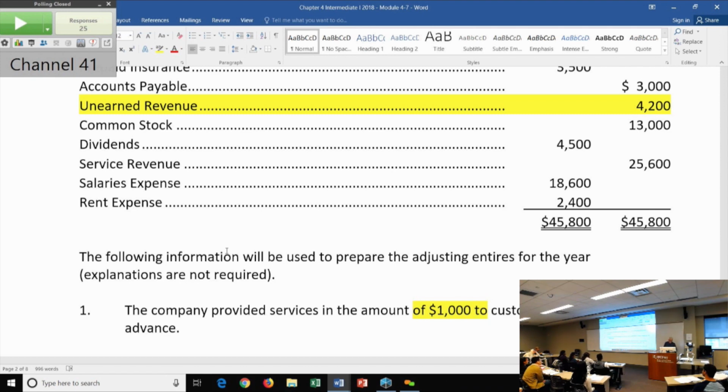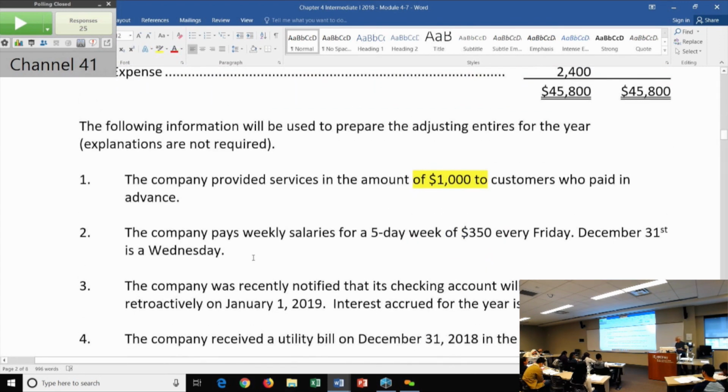Okay, now we've got salaries. It tells you the company has weekly salaries for a 5-day work week of $350. So that means they are paying the salaries on Friday, 5-day week, $350.